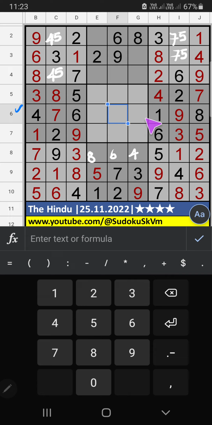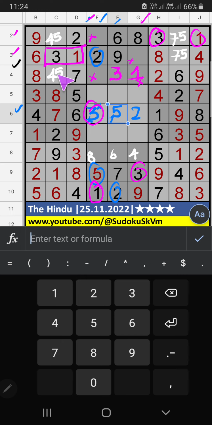Sixth row, 3 numbers are remaining, 2, 5, 3. Column E, column F, we have 2. So 2 can't come in these cells, then 2 is confirmed here. Column E, we have 5. So 5 can't come in the cell, 5 is confirmed here, then 3 is here. Second row, third row, column E, we have pair numbers 1 and 3. So 1 and 3 can't come in these cells, it will come in another 2 cells. Column G, we have 3. So 3 can't come in the cell, 3 is confirmed here, then 1 is here.